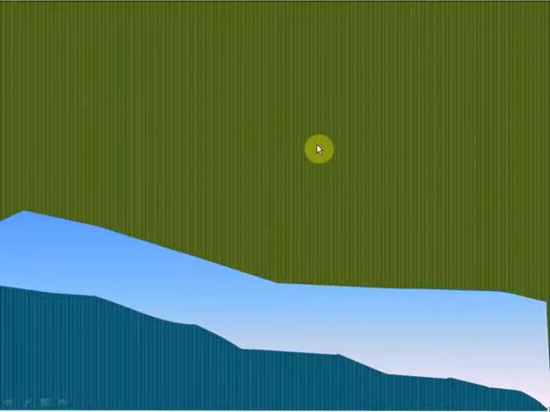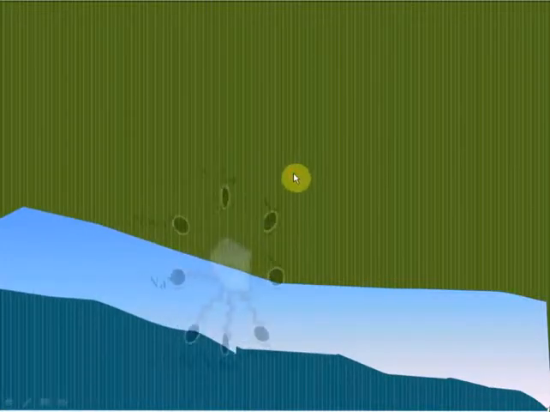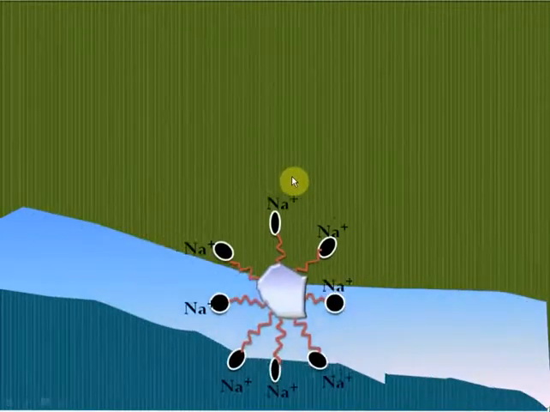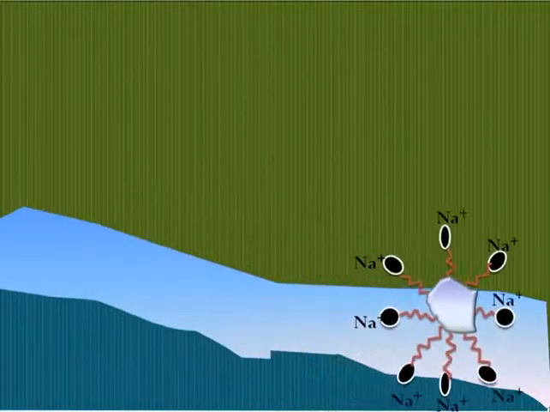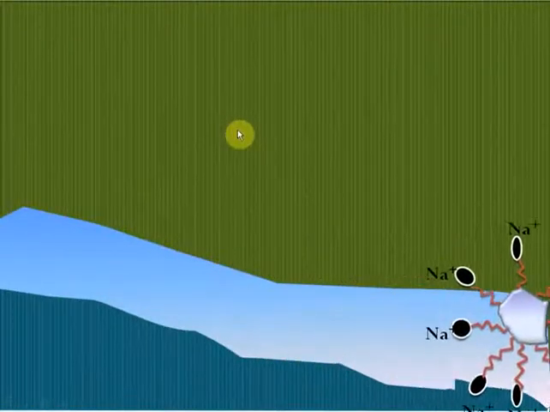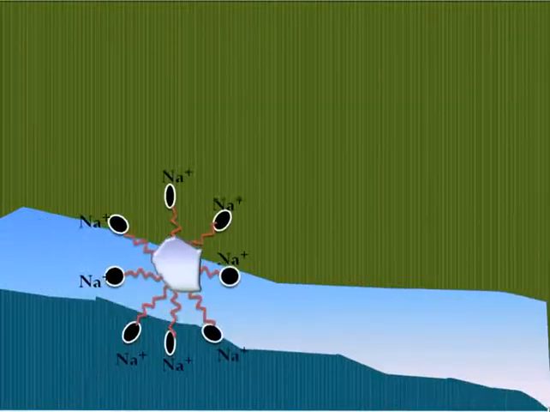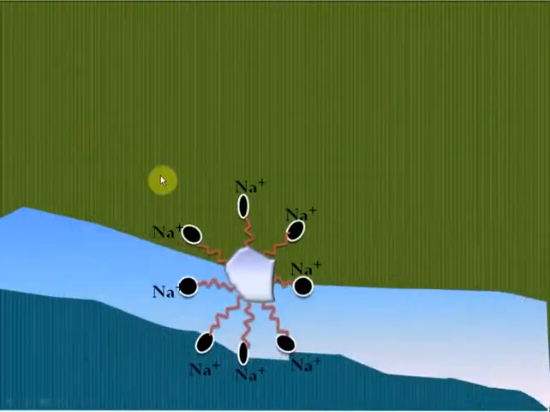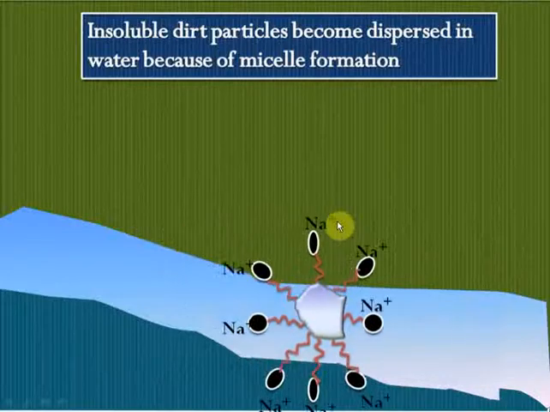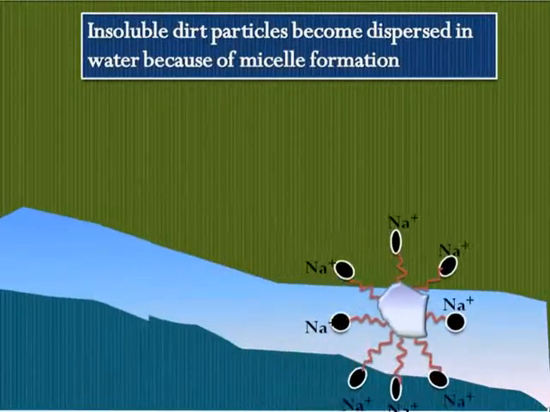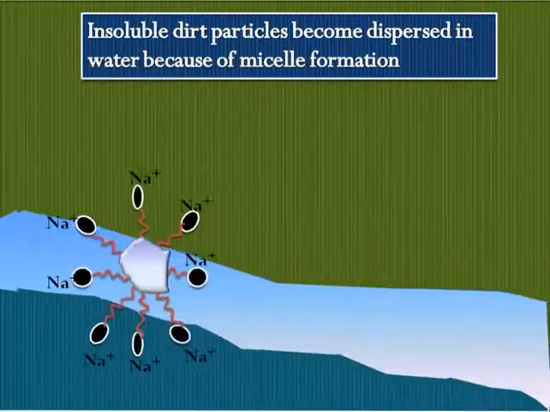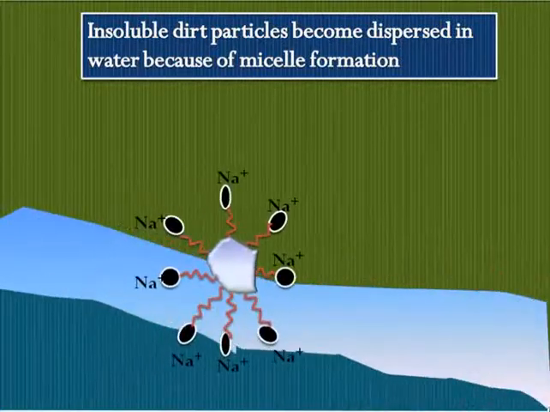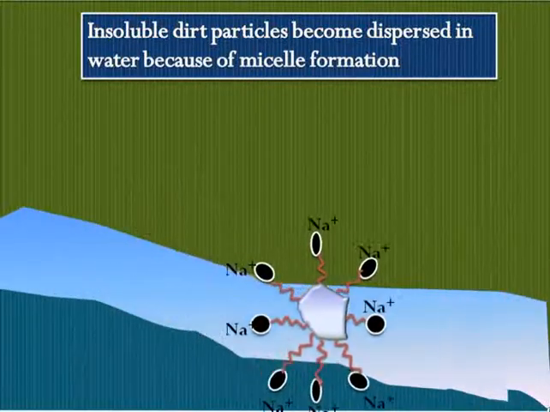Now these micelles trap the dirt particles, and when the water flows off, the dirt particles trapped by the micelles keep flowing off. Generally dirt particles are insoluble in water, but these micelles, these spherical aggregates, trap the dirt particles and make them soluble in water. So the dirt particles which are initially insoluble get dispersed in water and get removed by water because of the formation of micelles. Understood? So this is how soap acts and removes the dirt particles.